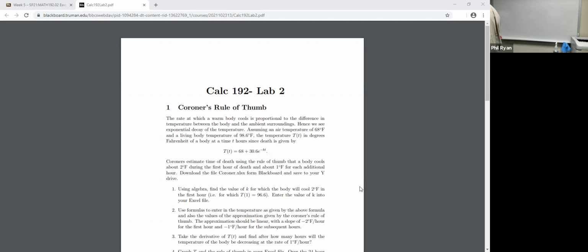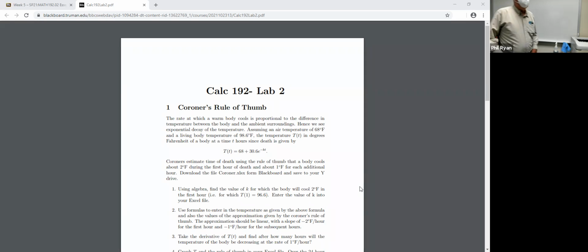One of the things that you'll learn is that because you can use a tangent line, you can come up with rough rules of thumb for what quantities are, by assuming some kind of linear dependence. So for example, coroners estimate that a body cools about 2 degrees during the first hour of death and about 1 degree for each additional hour.